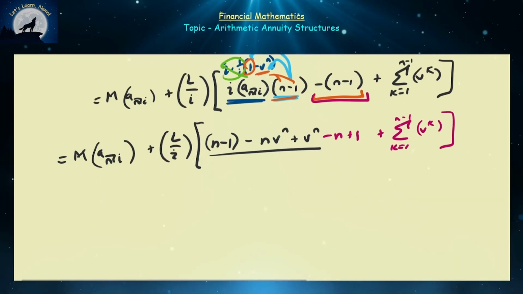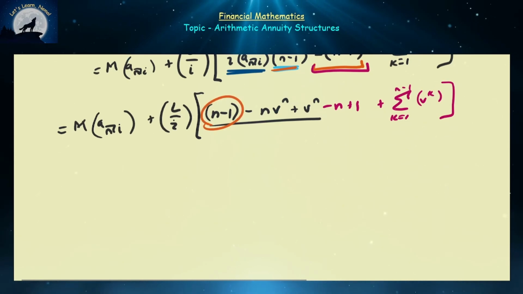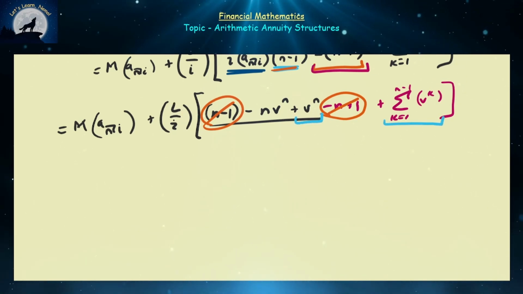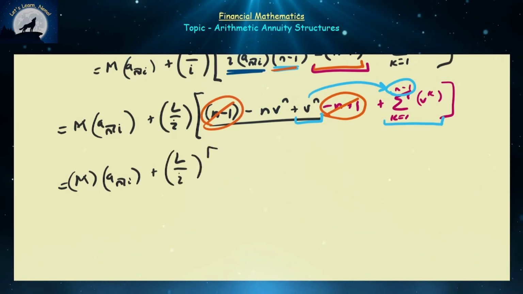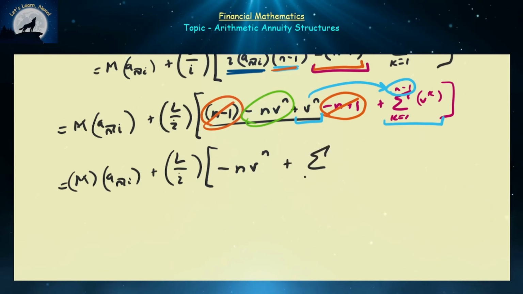Now we have quite a few things that cancel here, which is actually pretty nice. We have a positive n minus 1 and a minus n plus 1. Those things are going to cancel each other out. And if you look here, notice this is the sum from k equals 1 to n minus 1, and this is the nth term of nu to the power of n. So we can actually merge that into that and change that upper bound. So once we write that, what are we going to have? So that's a_n¬ plus L over i, and what do we have? So we have this minus n nu^n, so let's just write that here, minus n nu^n. And then we have the sum from k equals 1 to n of nu to the power of k.